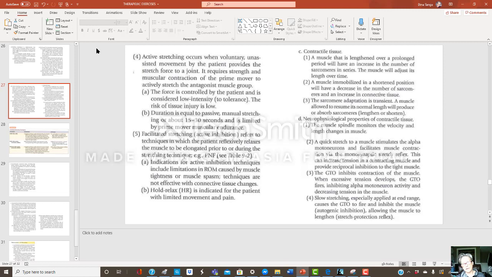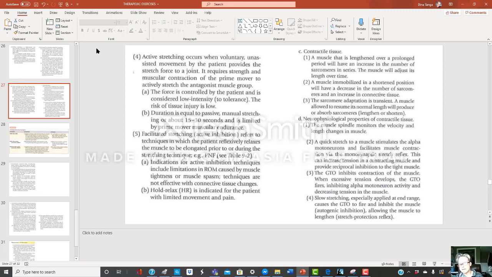Contractile muscle. A muscle that is lengthened over a prolonged period will have an increase in the number of sarcomeres in series. The muscle will adjust its length over time. A muscle immobilized in a shortened position will have a decrease in the number of sarcomeres and an increase in connective tissue. The sarcomere adaptation is transient. A muscle allowed to resume its normal length will produce or absorb sarcomeres, lengthening or shortening.